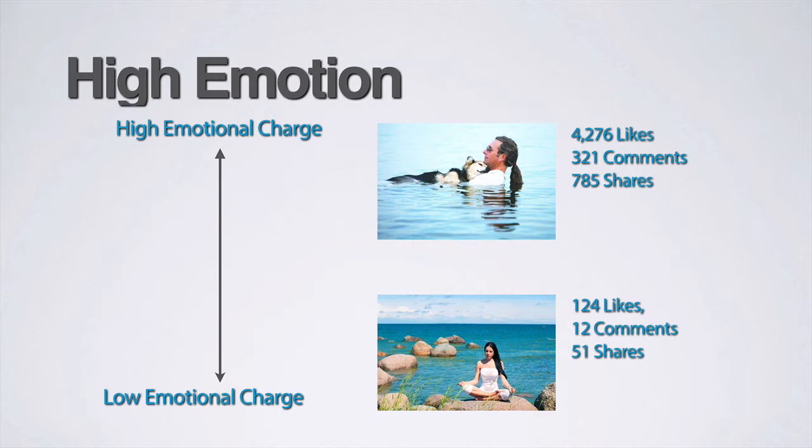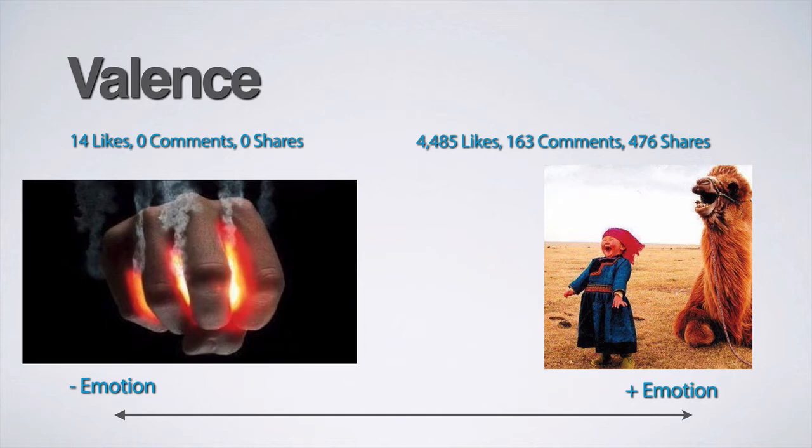It only got 124. So Professor Milkman discovered that every single photo that went viral had a very high emotional charge. But she also discovered that the posts that went most viral, from studying 7,000 New York Times posts, all had a very positive valence. Well, what's valence?